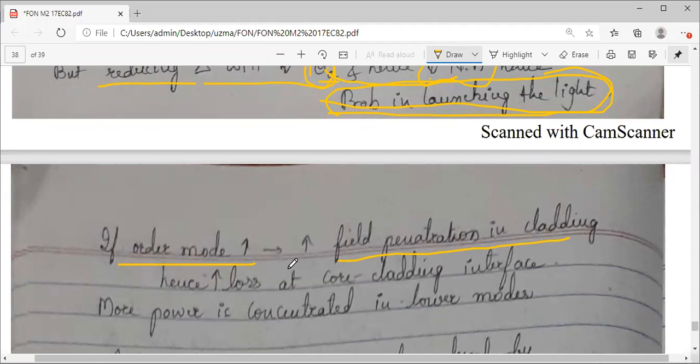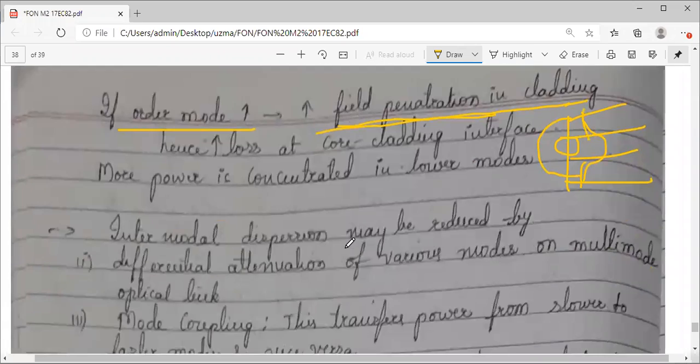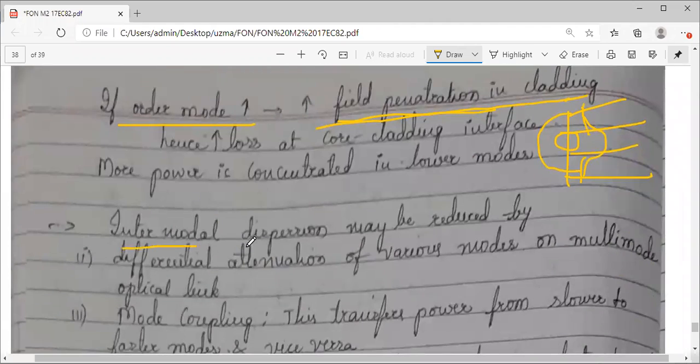If you opt for higher modes in order to reduce your pulse broadening, field distribution will be what? More into the cladding. Try to recall the field distribution. If this is your core material, this is your cladding, the field distribution will look like this. It will be more in the cladding also for higher order modes. And there are two ways by which we can reduce this intermodal dispersion, the dispersion in a multi-mode step index fiber, that we can reduce by two methods.